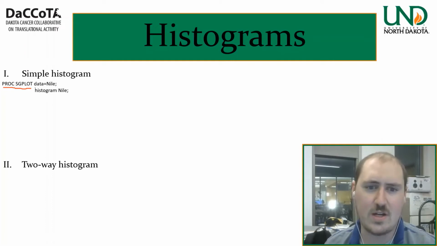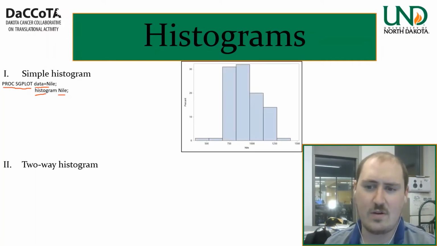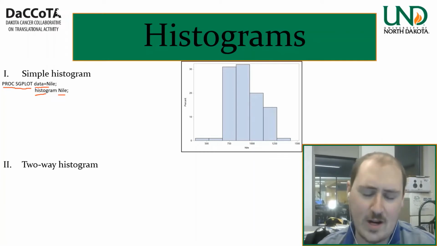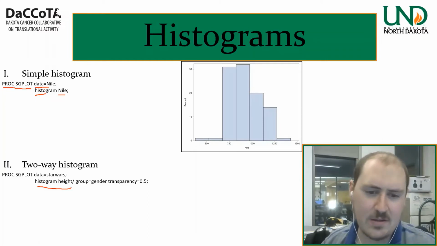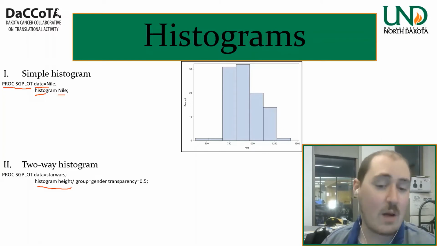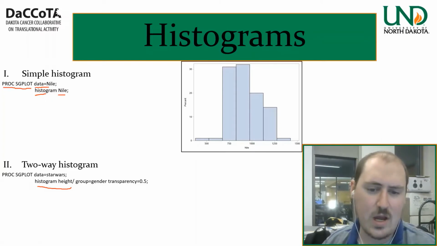So all we need to do is tell it the data set, and then for histogram, and then our continuous variable. So here we have Nile River flow rate. To do a two-way histogram, we can upgrade it a little bit. Same proc sgplot. Now our histogram and height. In these statements, the required text goes here, and then if you want to include optional text, you can have this slash and then add that additional text as needed.